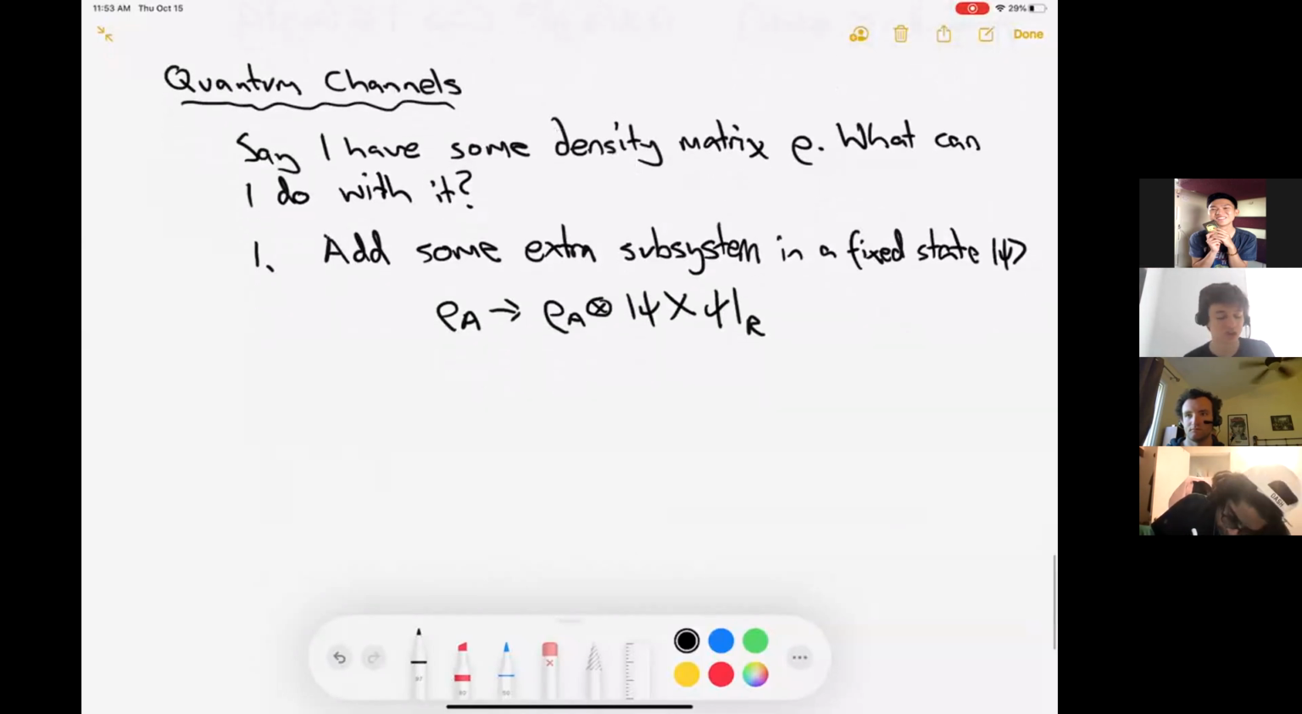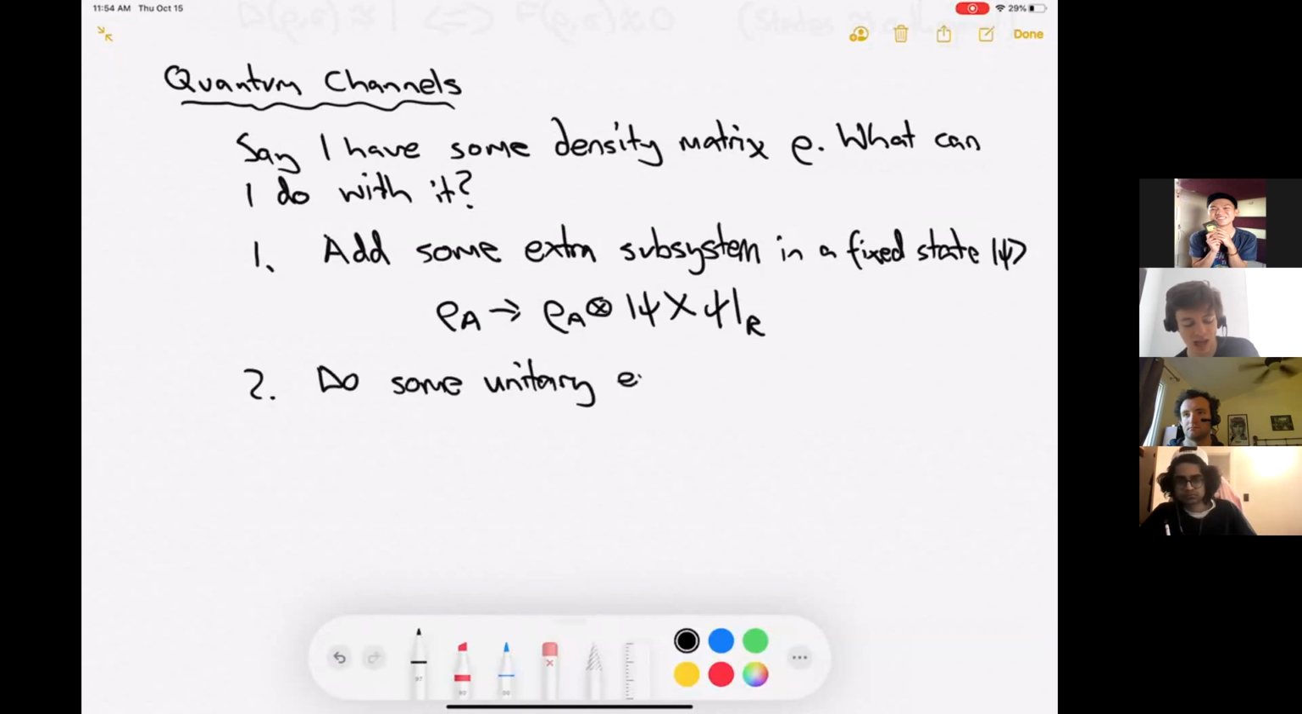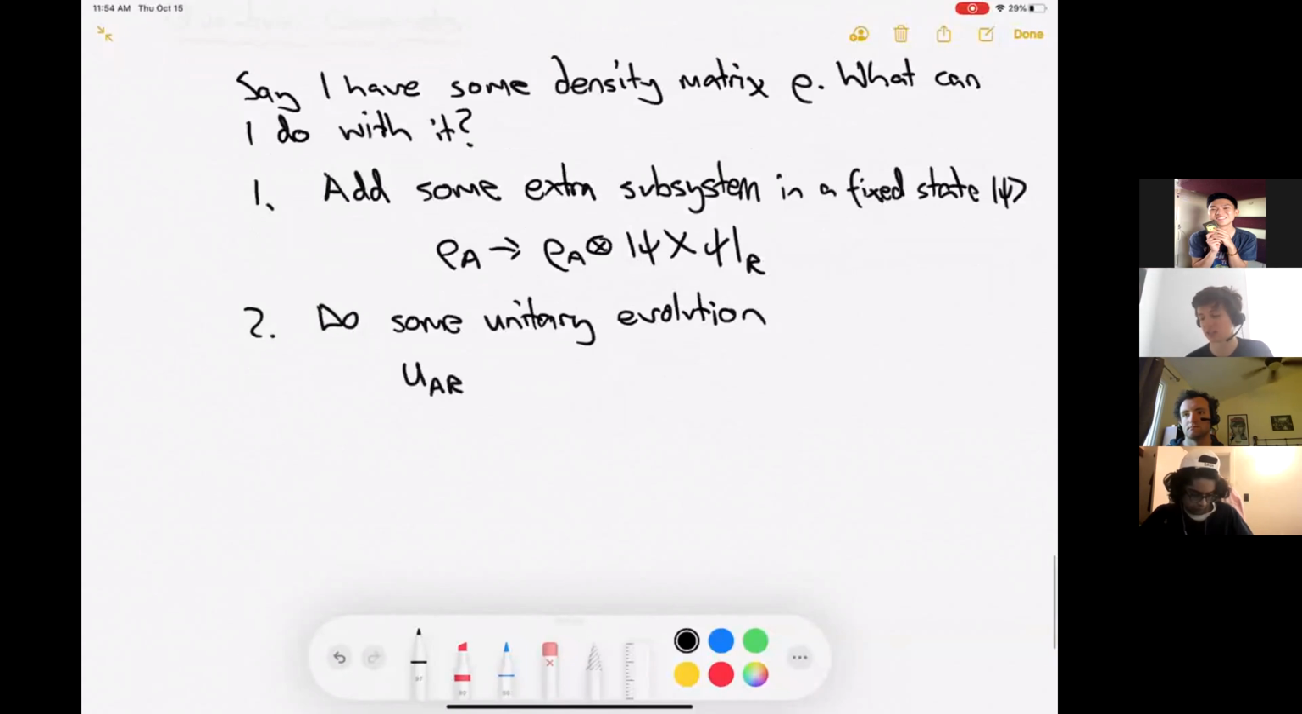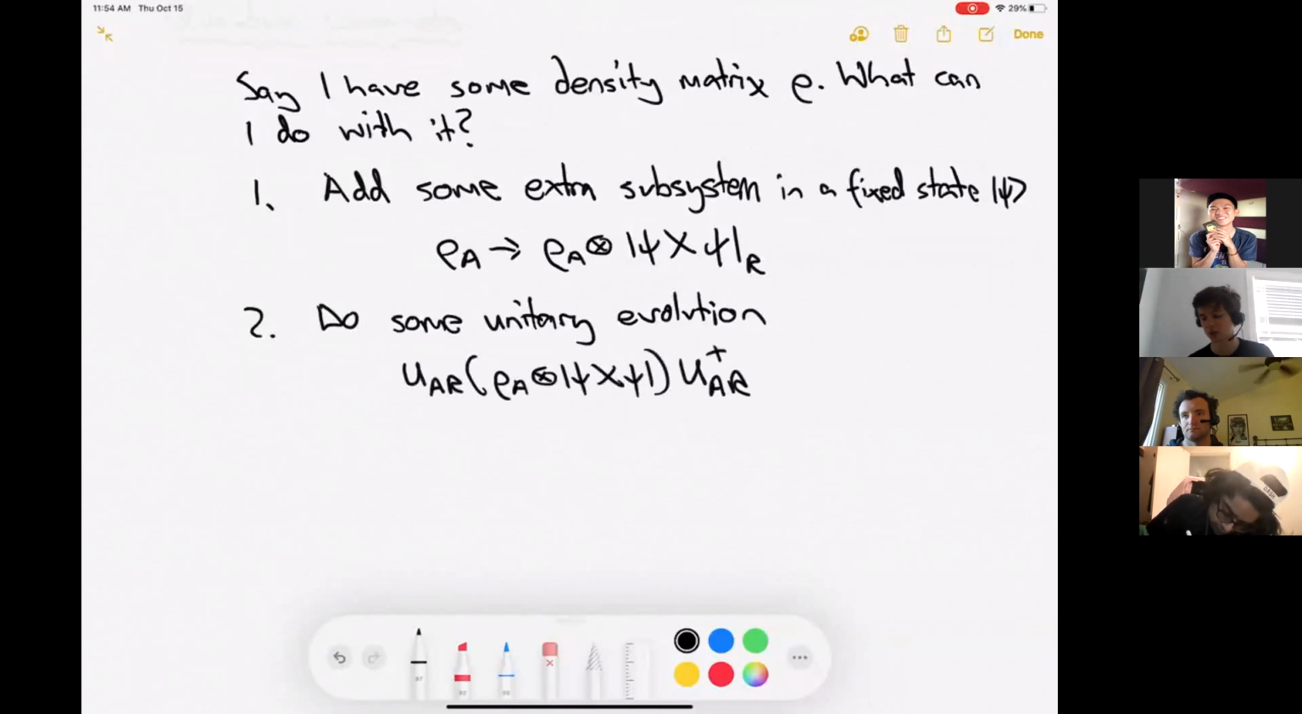Okay, what's the second thing we can do? Well, we can do some unitary evolution. But there's no reason that unitary evolution just has to act on A. It can also interact A with this extra system that we added in state R. So we have some unitary that acts on system A and system R, that evolves our state.